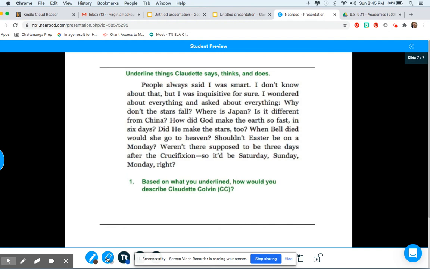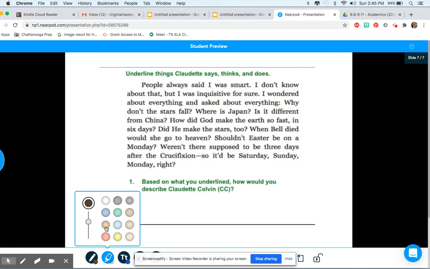So I'm going to come down here to my marker tool. You can either use your highlighter. I'm going to use my highlighter, and I'm going to make it kind of big. And I'm going to highlight things that Claudette says, thinks, and does. This is my evidence that I'm finding.